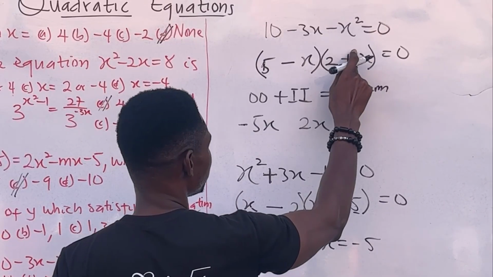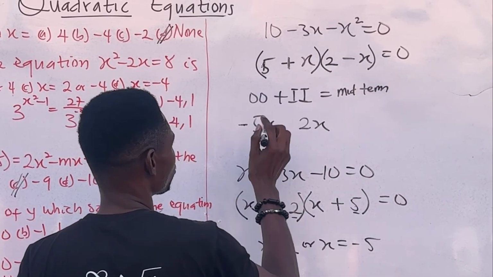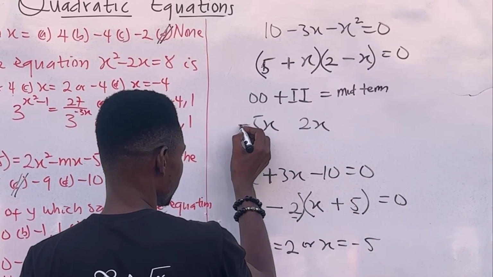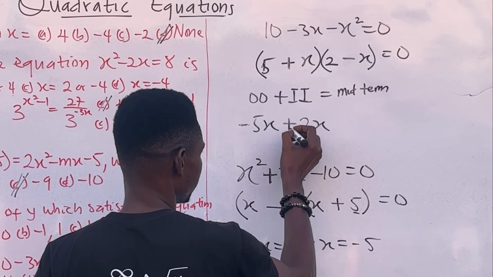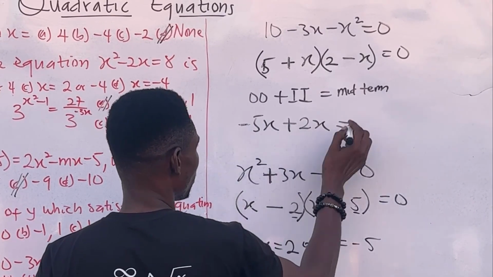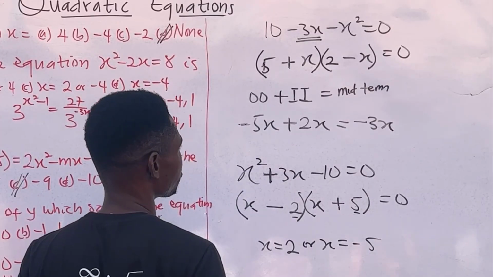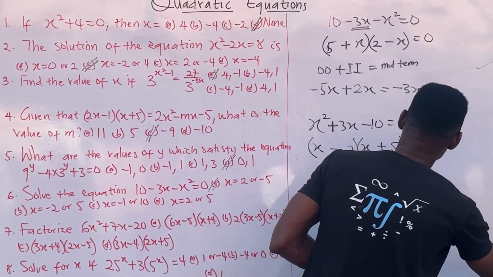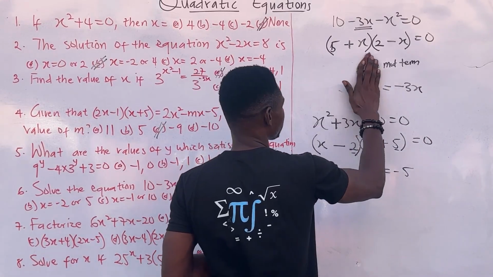So that was a mistake. Minus and plus. So 5 multiplied by minus x, that's minus 5x. Plus x multiplied by 2, that's 2x. If you add these two together, you have what? Minus 3x. And this is your middle term. So this is correct. So from here, I already explained this earlier within the lecture.